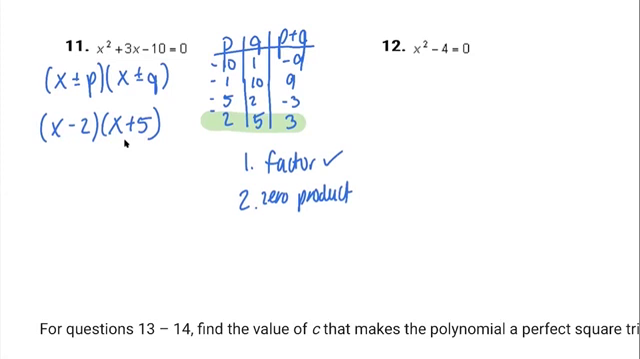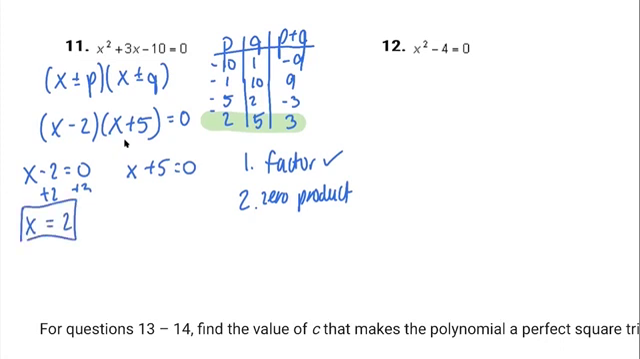All right, so what that's saying is since this is equal to 0, we split up our two factors. So x minus 2 is equal to 0 and x plus 5 is equal to 0. Now we have to get x by itself. To get rid of that negative 2, I'm going to add 2 to both sides. So x is equal to positive 2, and x is also equal to negative 5.